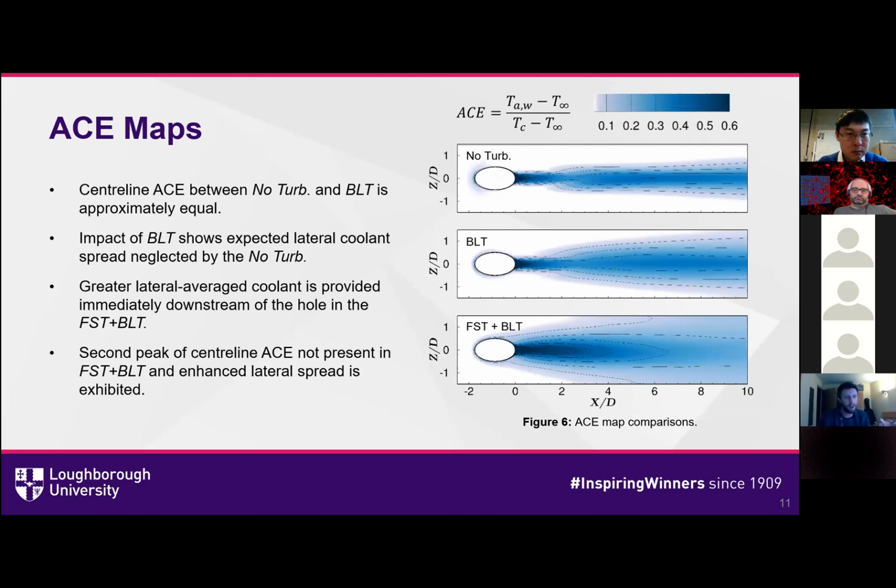And then we look at the ACE maps. Some similar points can be illustrated, but it's nice to see on a qualitative level. You can distinctly see that there is a clear impact on the lateral coolant spread between all three of these cases, with the lateral coolant spread increasing as the turbulence intensity develops.